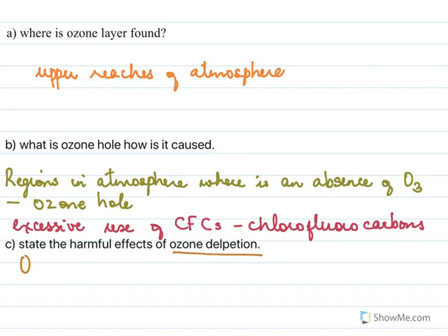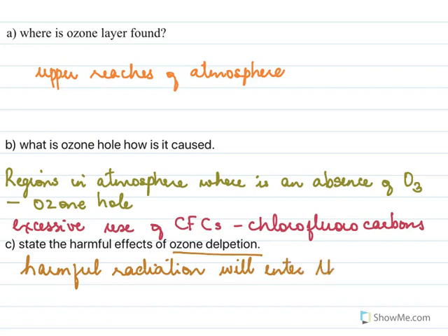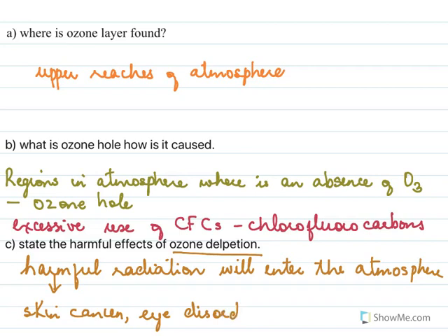What are the harmful effects of ozone depletion? Now, ozone prevents the UV light from entering into the atmosphere. So if the ozone is depleted, the UV light or harmful radiation will enter into the Earth's atmosphere, and when these radiations enter, they will cause skin cancer, eye disorders. They will kill many microorganisms. Many of the microscopic organisms will be killed by this UV radiation.